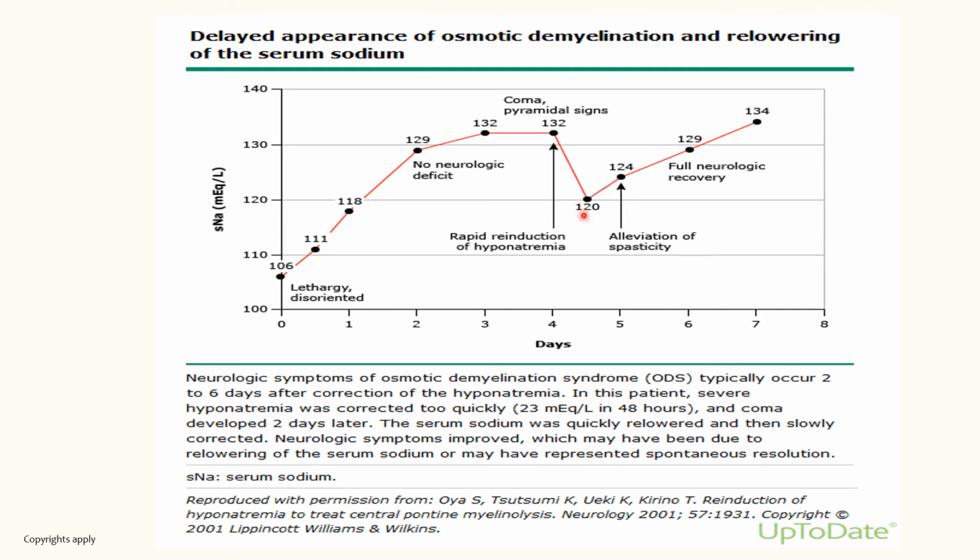And how do you bring it down? By giving 5% dextrose or desmopressin. So you bring it down and then you gradually bring it up. And often there is a full neurological recovery as shown here. So it is important to know this because this happens sometimes.